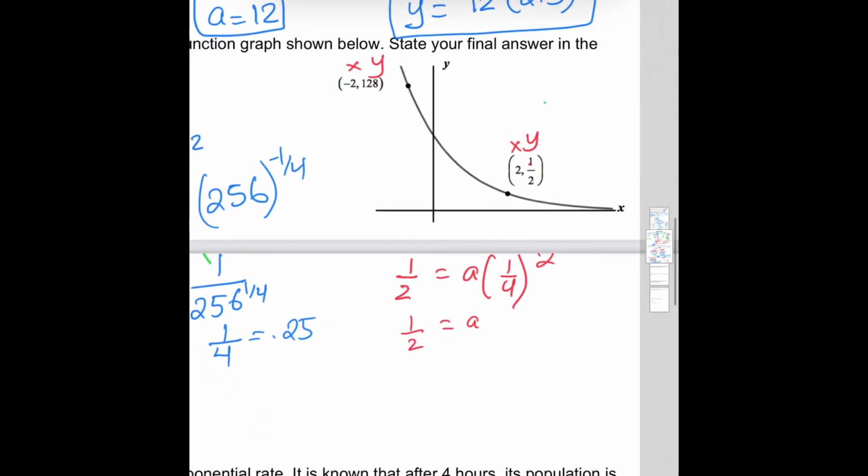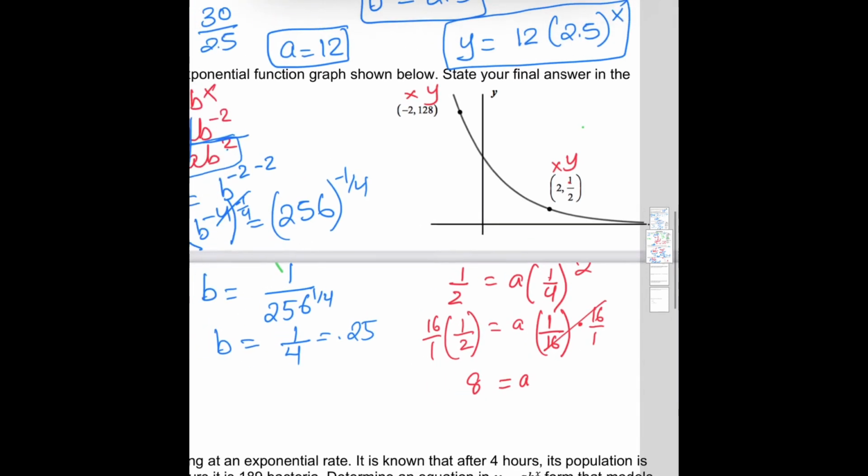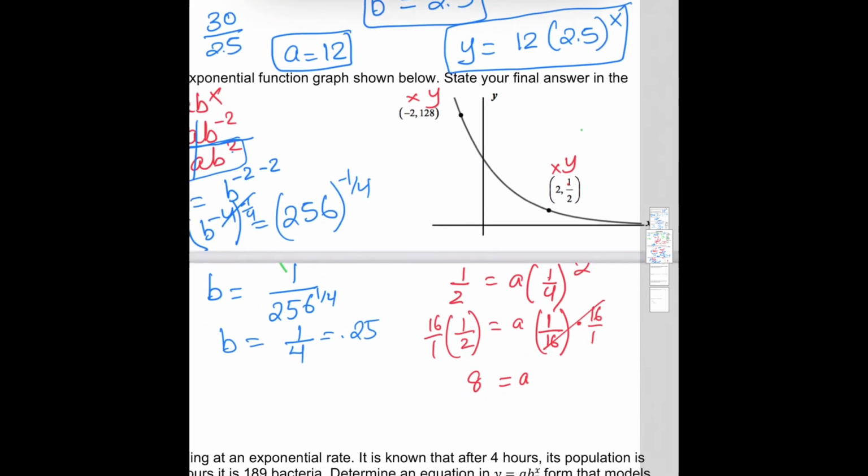So it's going to be a equals, I'm going to zoom in here. 1 squared is just 1, 4 squared is 16. So I am going to multiply this by 16 over 1, this side also by 16 over 1 to cancel this because I want to solve for a. What is 16 over 2? It is 8. So my a is 8.